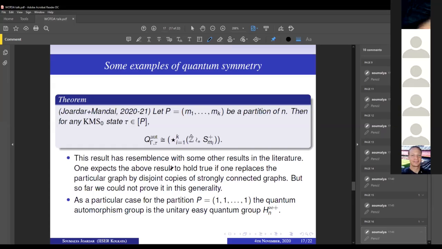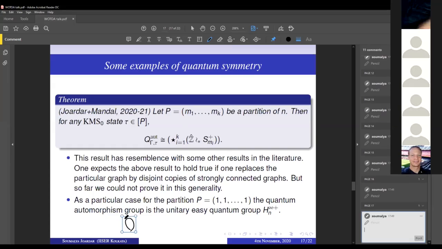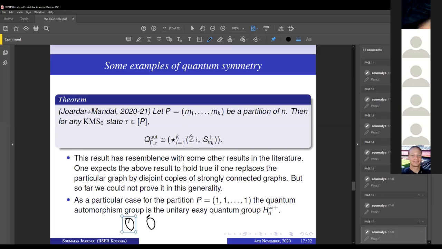That was done by Bishop, but we could not do it for taking disjoint copies of strongly connected graphs. Like we have disjoint copies of one loop, say. So one would like to have the result by replacing these loops by any strongly connected graphs and try to get some analog of this result, but we could not do it till now.